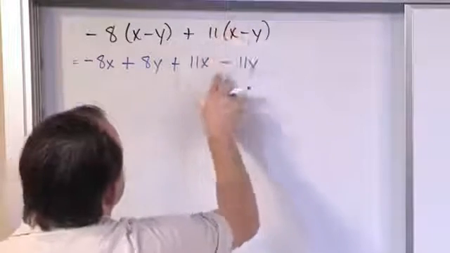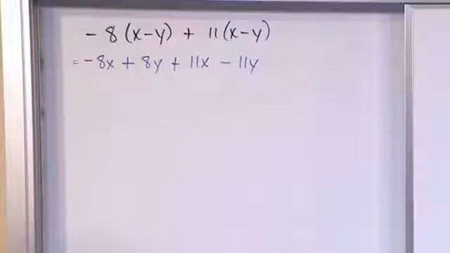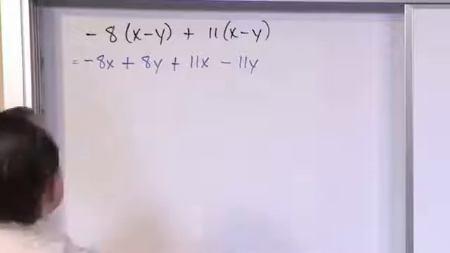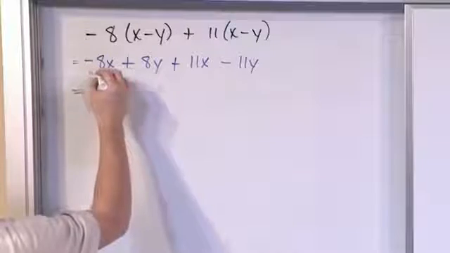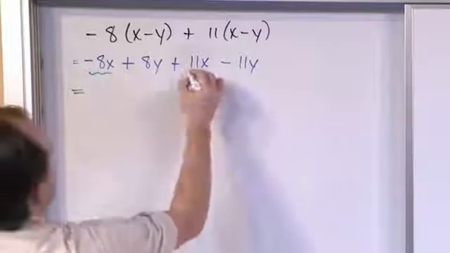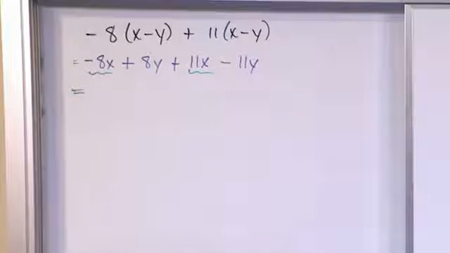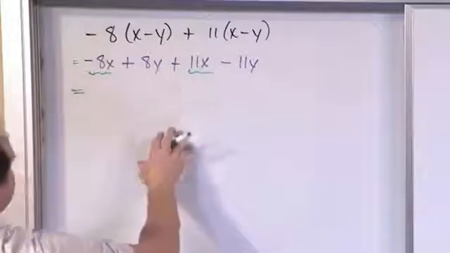Because negative times positive gives you negative. So you have to make sure and keep track of those signs. Now we look for like terms. I have negative 8x, right? And I have over here 11x. So the x's match, the exponents match here, so these are like terms.